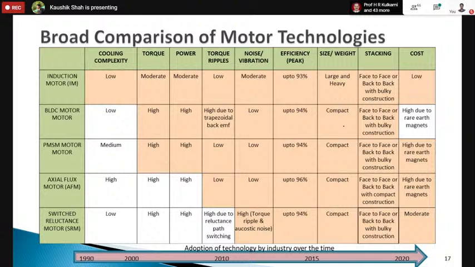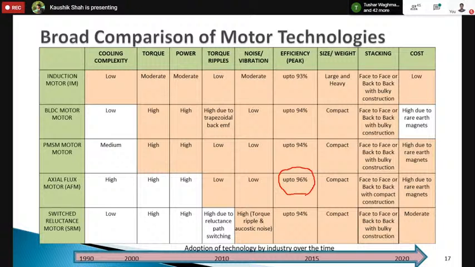Torque ripple, induction machine wins here. It's a simple construction, as well as the PMSM and axial, because the ripple effect is not there. BLDC and SRM have it. And for noise and vibrations, you'll see moderate in the induction machine, but BLDC and PMSM are pretty smoother, right? So this is how it brings advantage. Efficiency wise, you can see that typically the axial flux motor wins over all. It is 96%, right, as against the others.